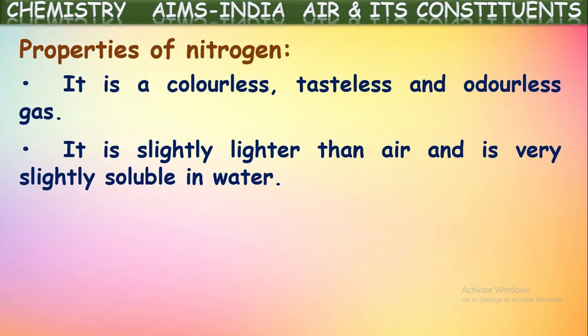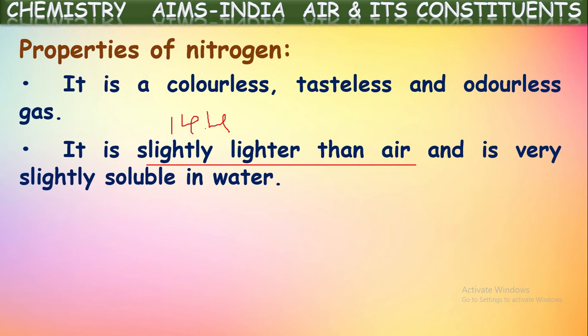It is slightly lighter than air and is very slightly soluble in water. This nitrogen gas is slightly lighter than air, so its density is compared with the density of atmospheric air. Atmospheric air consists of many gases, and its density on average is calculated as 14.4.